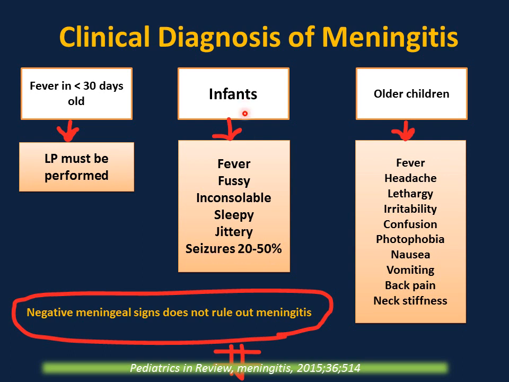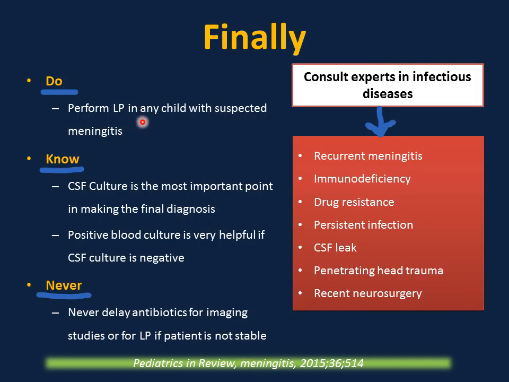Infants presenting with febrile seizure less than 12 months, strongly consider LP. Older children may present with fever, headache, lethargy, irritability, confusion, photophobia, nausea, vomiting, back pain, and stiffness. Very important to know, at any age, negative meningeal signs do not rule out meningitis. If you suspect meningitis, you have to perform lumbar puncture regardless. Finally, perform LP in any child with suspected meningitis.